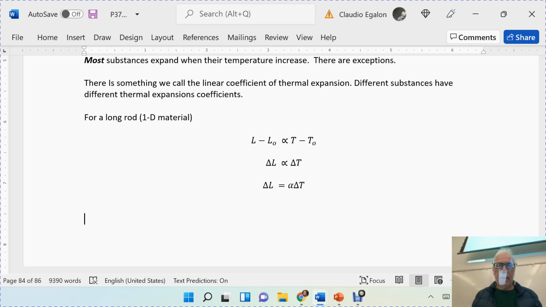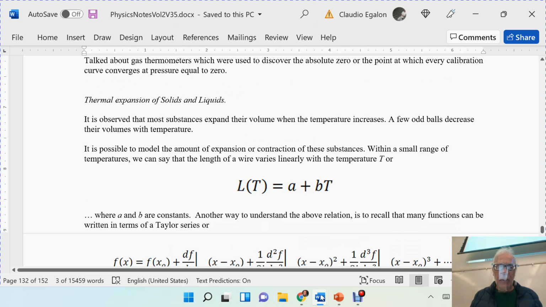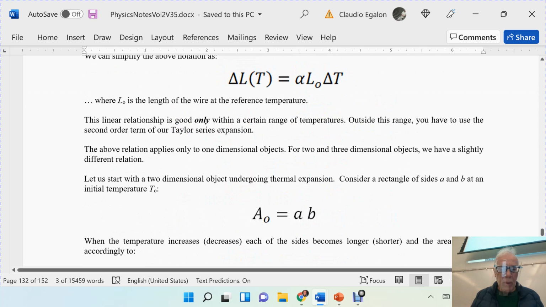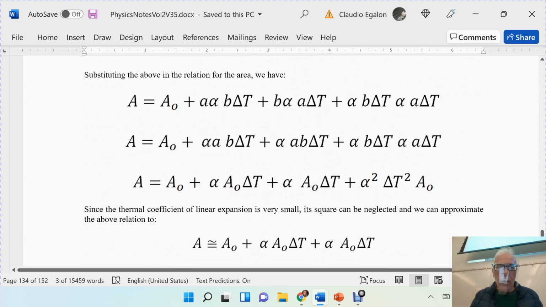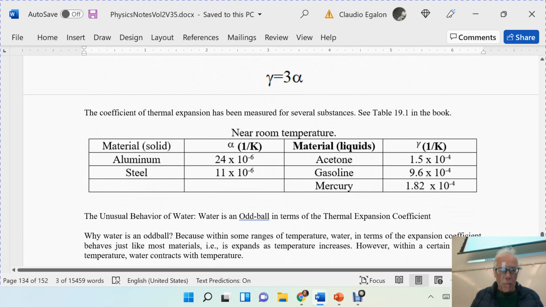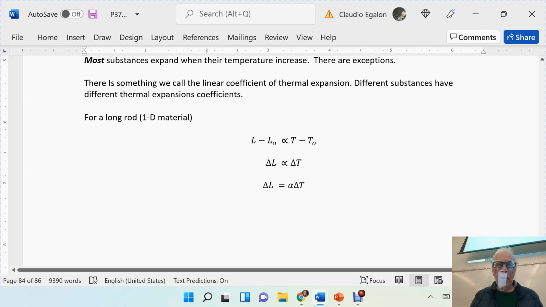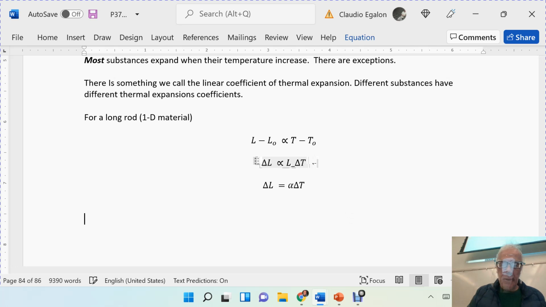Here you go. The alpha that you see here, let's take a look at its unit. Let me see if I have a table here for you to see. You have a table like that in your book. Alpha. Yeah. So it's proportional to that, but it's proportional to something else that I didn't write. It is also proportional to L naught times delta T. So the equality becomes: delta L equals alpha L naught delta T.